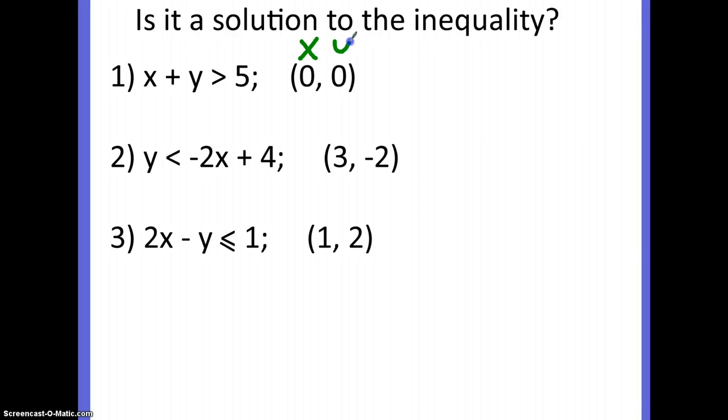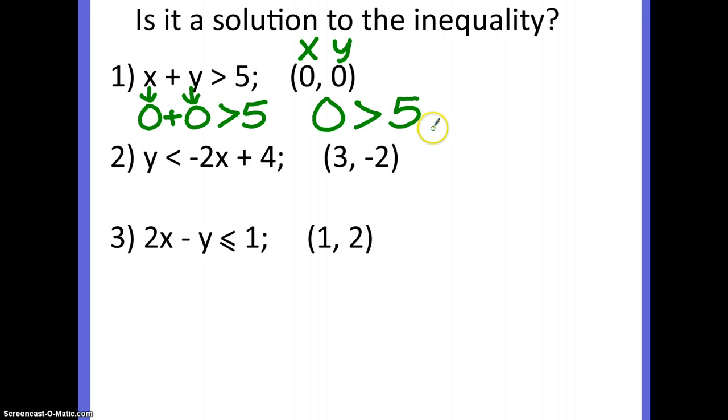So we're going to come back for a minute and check if some points are solutions. So here I've got x and y. I'm going to plug in my x number and my y number just to see if they really are solutions. So 0 plus 0 is 0. And that's the greater than sign with 5. Is 0 greater than 5? No. So the point 0, 0 is not a solution.